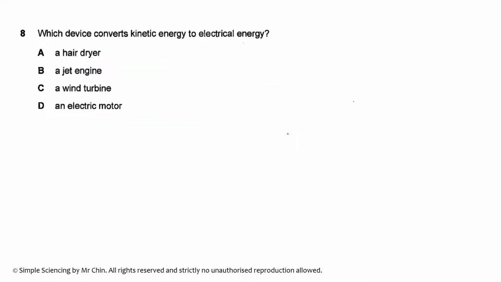Question 8. Which device converts kinetic energy to electrical energy? Okay, kinetic energy is a form of motion and electrical energy is a form of electricity. So firstly, a hairdryer. A hairdryer actually converts electrical energy from the wall socket to kinetic energy of the blades in the hairdryer. A jet engine converts the chemical potential energy of jet fuel to kinetic energy of the turbine inside the engine.